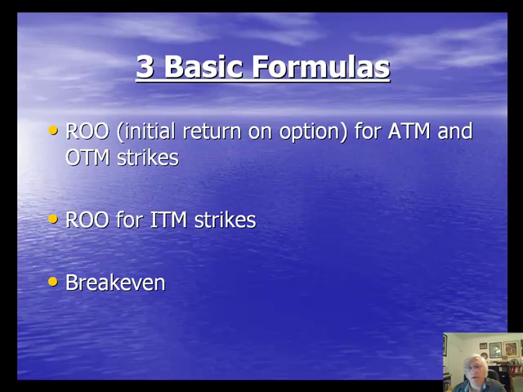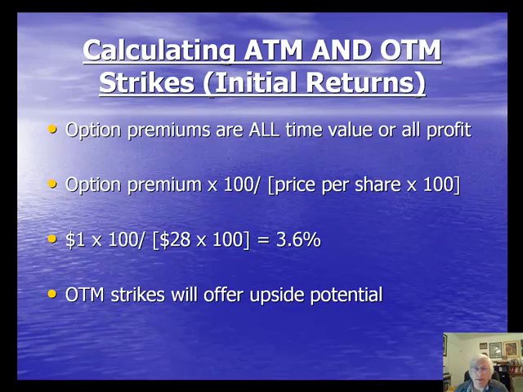The second formula relates to in-the-money strikes. You buy a stock for $32 and agree to sell it for $30. That has a slightly different formula than the first one. And the third formula is our break-even, which relates to our total covered call position. And as you'll see, that's the same for all the different strikes. So let's start with the at-the-money and out-of-the-money strikes.